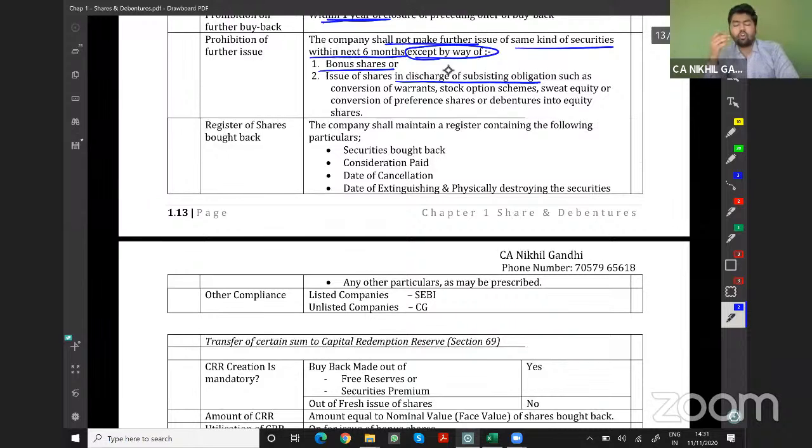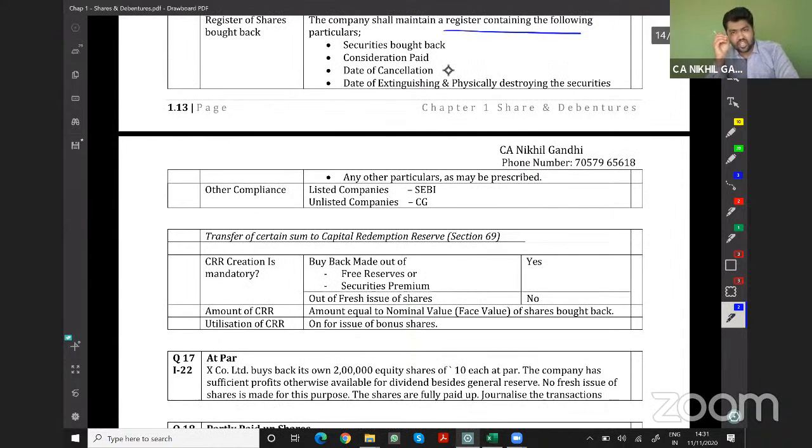Registration of shares bought back. You should maintain the registers. This is not much important. Other compliances: in case of listed companies, you should follow SEBI. And if you are an unlisted company, you should follow the central government.